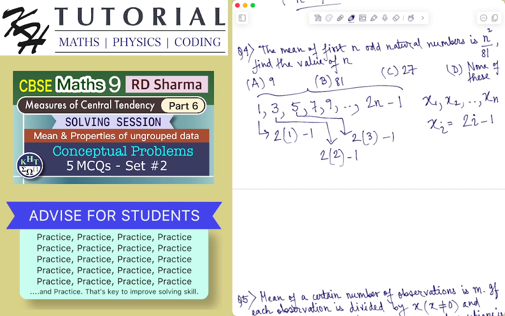So we have to now find this summation of xi, i from 1 to n, which is the sum of the first n odd natural numbers. Now this is equal to summation of i equals 1 to n of xi, which we know is 2i minus 1.